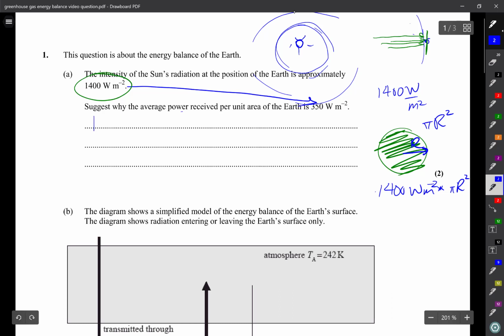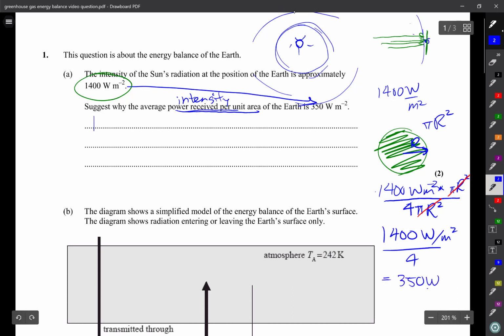But we need to find the power received per unit area, which in this case is suggesting intensity. So we need to average this entire power over the entire surface area of the Earth. So that's a sphere. And the equation for the sphere is 4 pi r squared, r being the radius of the Earth again. So this is averaging the power across the entire surface of the Earth. And if you noticed, the pi r squared cancels out, leaving us with 1,400 watts per meter squared divided by 4, which gives us 350 watts per meter squared.